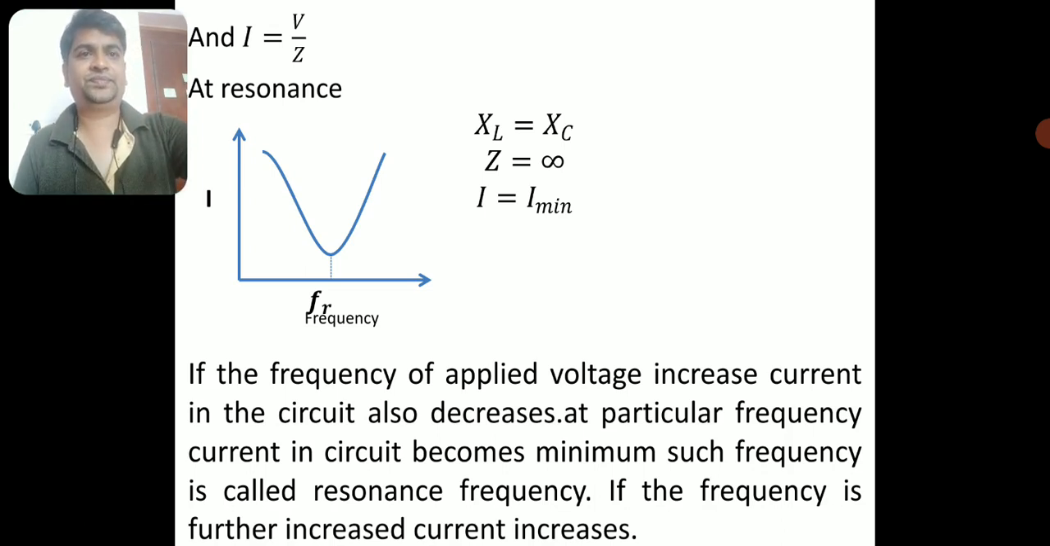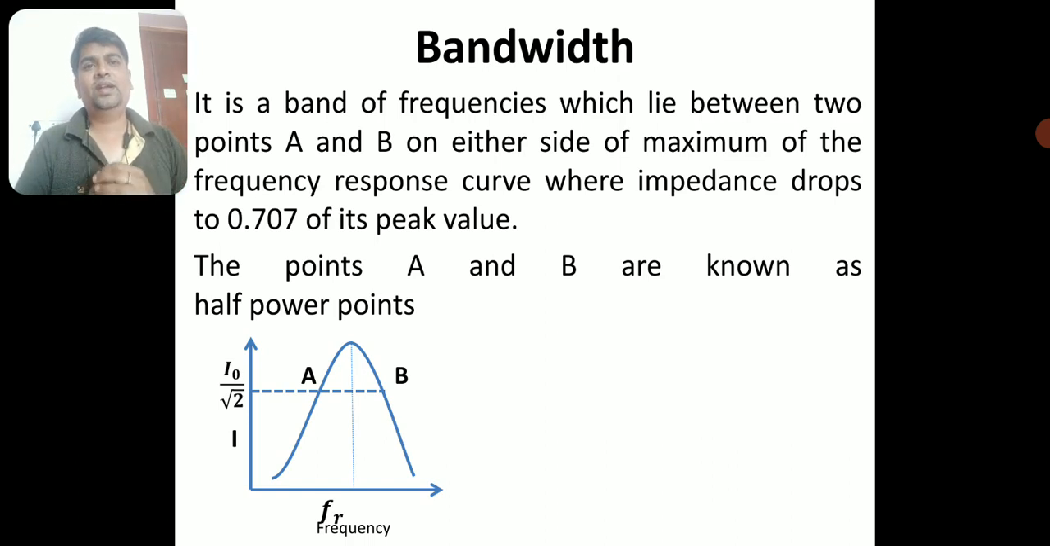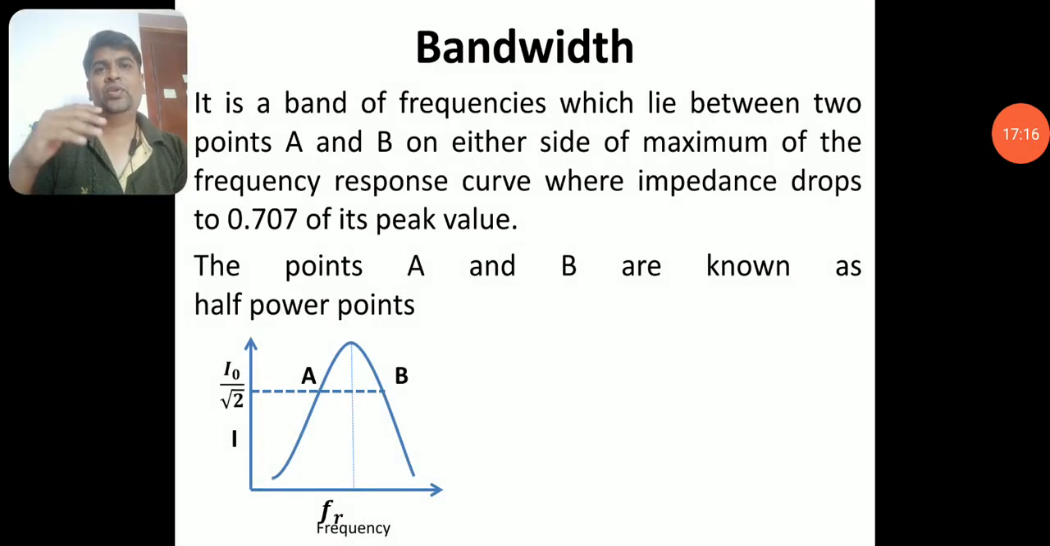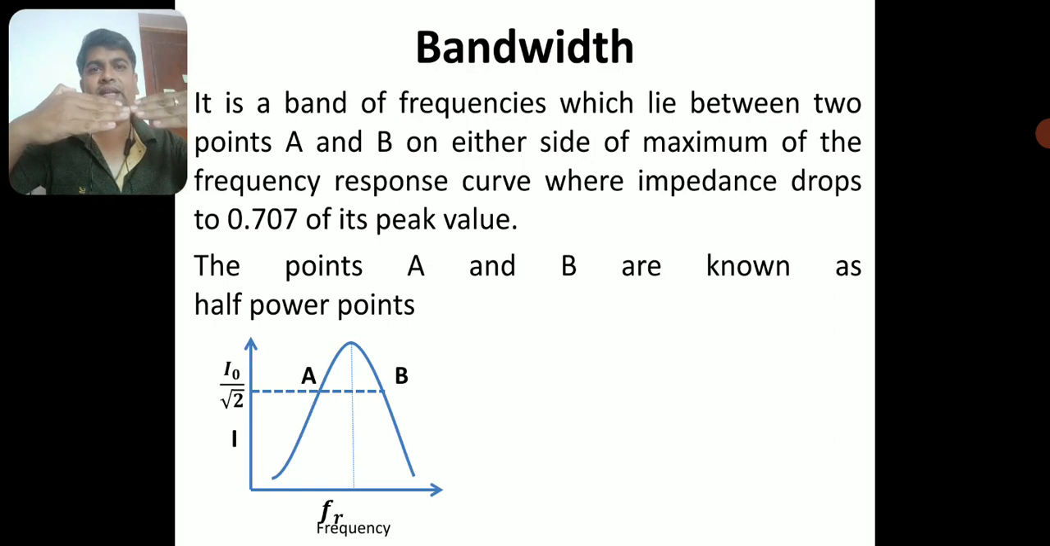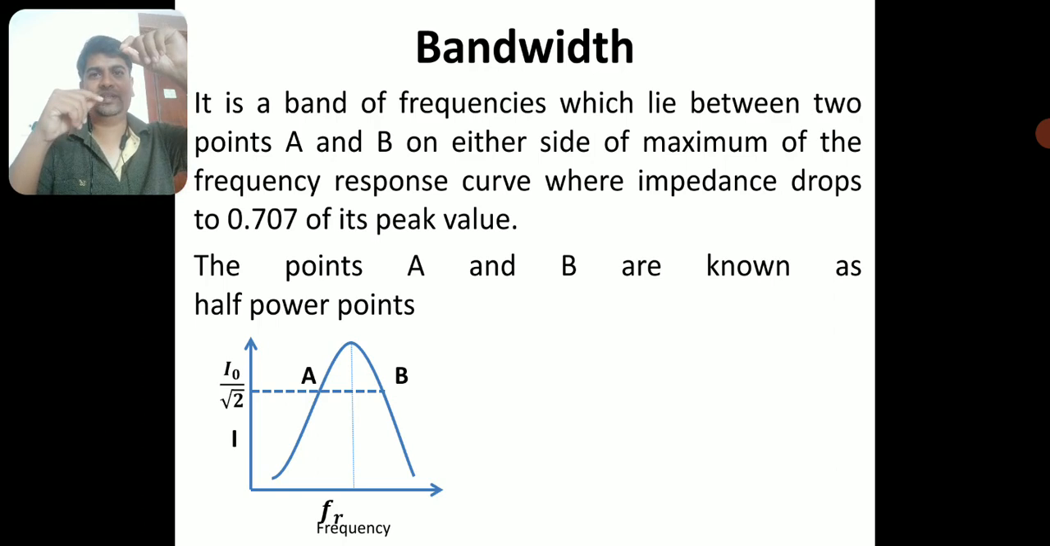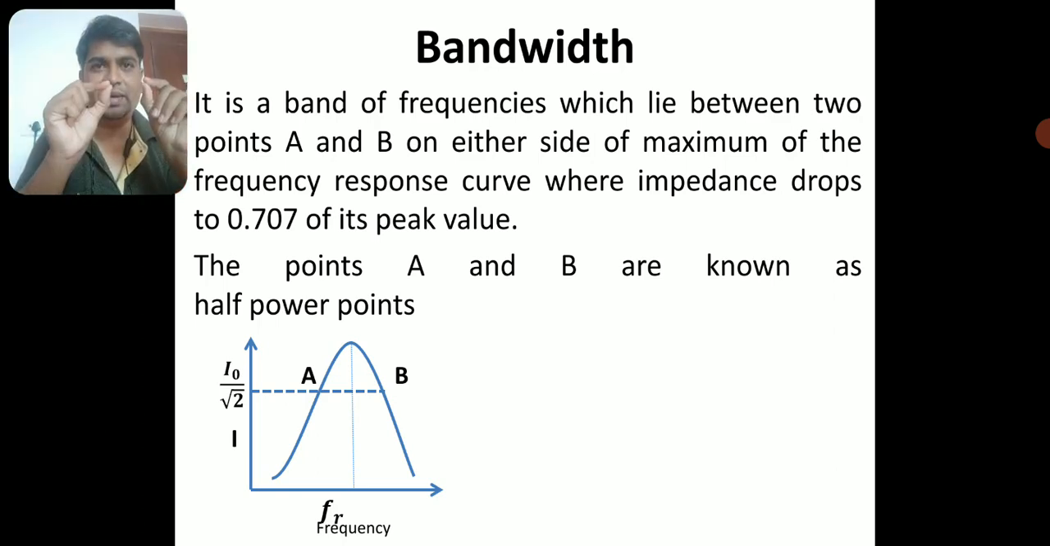Right. Next, we shall define what bandwidth actually is. It is a band of frequency which lies between the 2 points A and B, on either side of the maximum frequency. If that is the maximum frequency, we are looking on either side of it.